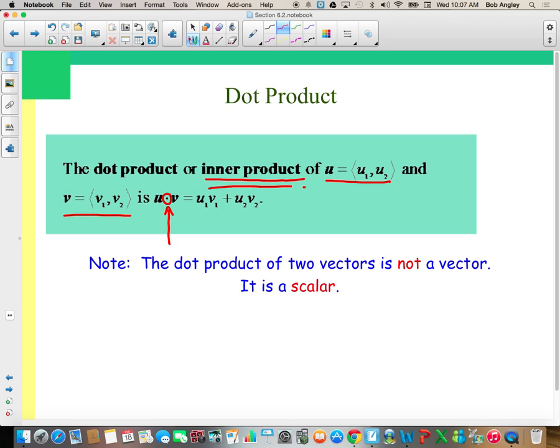you multiply the horizontal component here by the horizontal component there, put a plus sign, and then do the vertical component by the vertical component. Now the thing to note down here is that the dot product of two vectors is not a vector, it's a scalar. In other words, it's just a number.